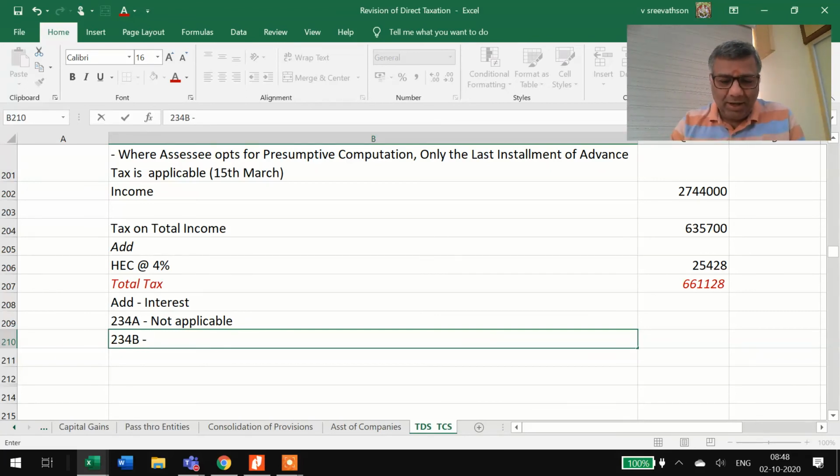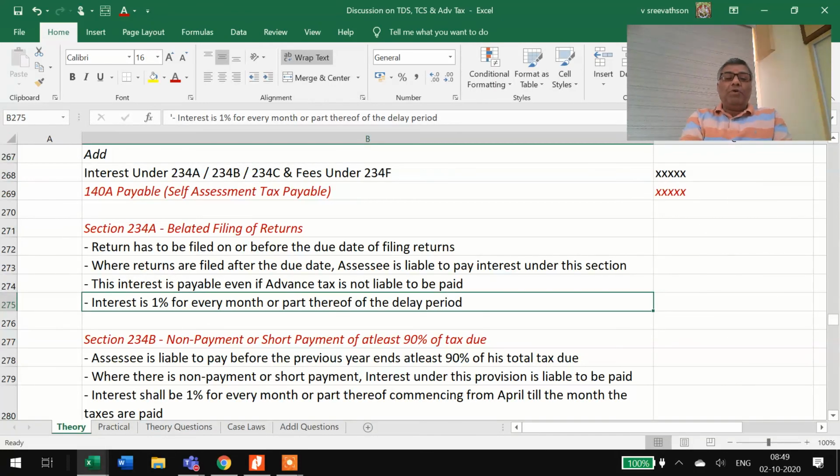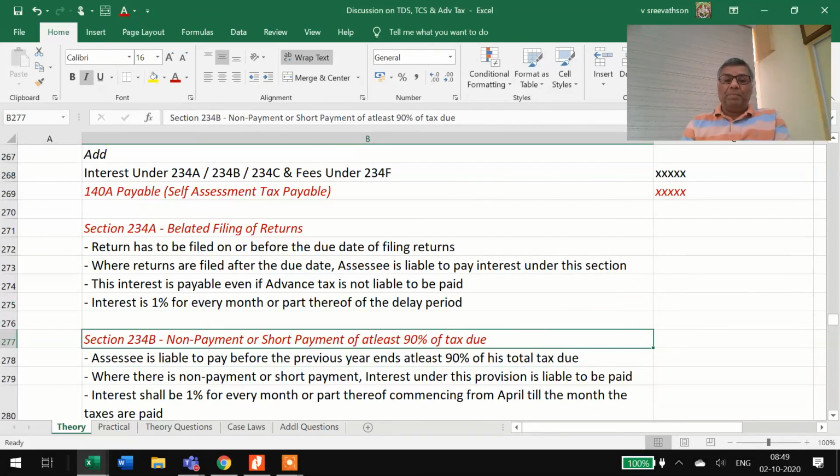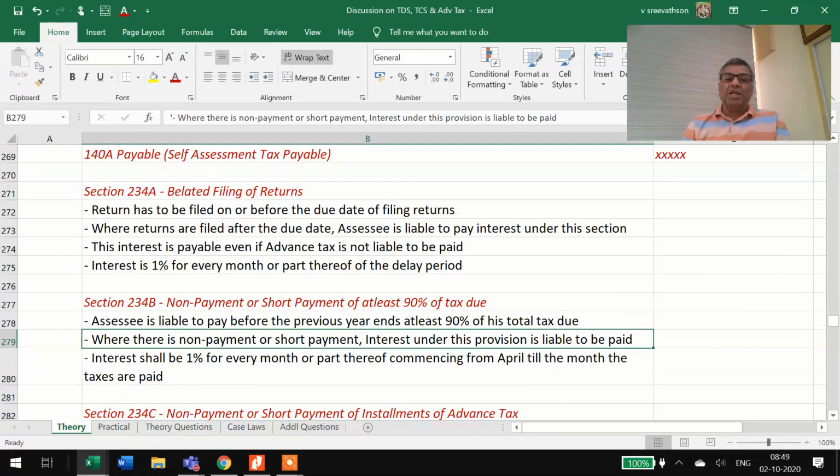Okay, 234B. This is for non-payment of advance tax or short payment. At least 90% should have been paid before 31st March. If 90% is paid, no problem. Where 90% is not paid, the shortfall is not the difference between 90% and the tax paid. The shortfall is the whole amount.